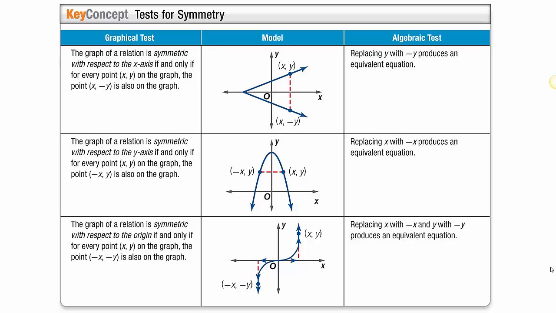So that's why a graph that is symmetric to the x-axis is actually not a function. If it's symmetric to the y-axis, we can fold it in half vertically and it will match up. That actually means that the y values repeat. I might have two different x values that are the same number but opposite sign, and then the exact same y value. And then origin symmetry is a little different. Origin symmetry is actually symmetric across the line y equals x. You could replace x with negative x and y with negative y, and you would get an equivalent equation. Okay?